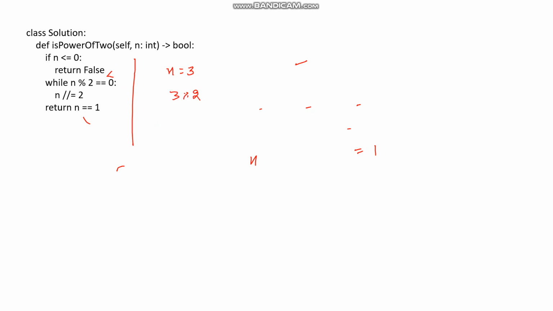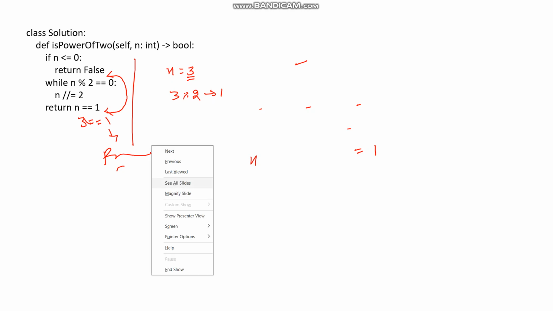What is 3 mod 2? The 3 mod 2 value is 1. 1 equals 0? The condition is false. Outside of this loop here, we have n equals 1. What is the n value? 3. 3 equals 1? False. The answer is the false value.